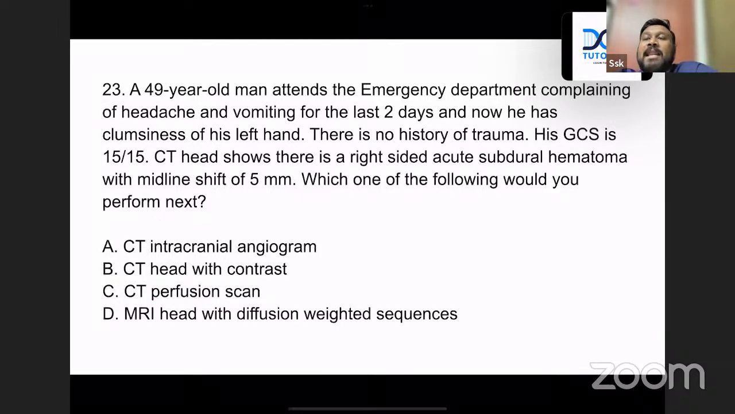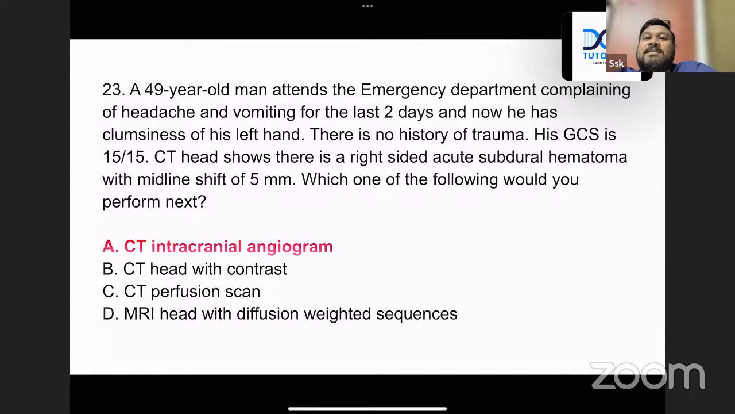A 49-year-old male attends the emergency department complaining of headache and vomiting for the last 2 days. Now he has clumsiness in his left hand. There is no history of trauma. His GCS is 15/15. And the CT is showing a right-sided acute subdural hematoma with a midline shift of 5 mm. Which one of the following would you perform next?